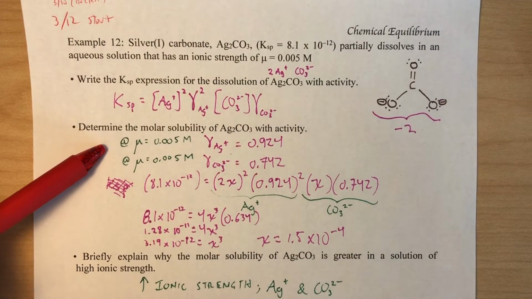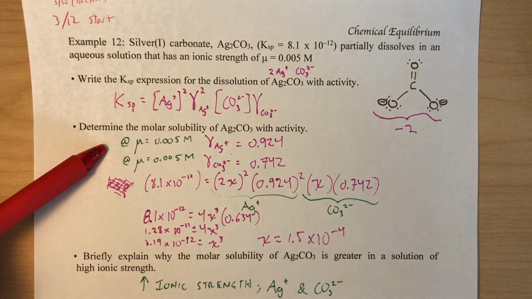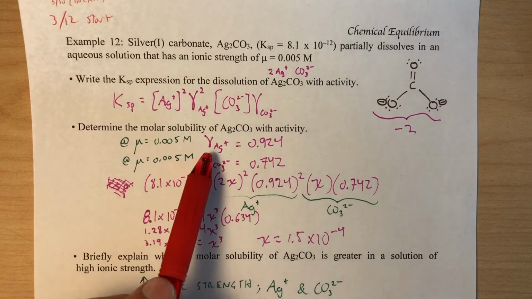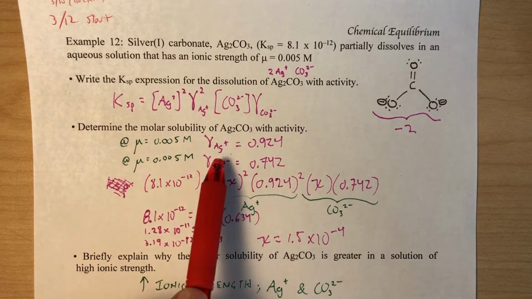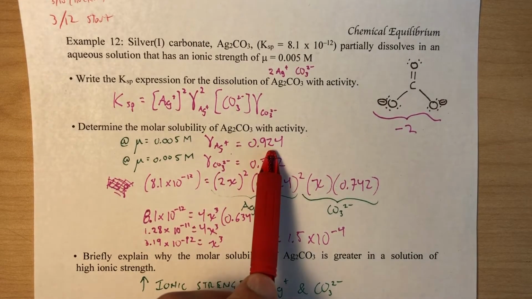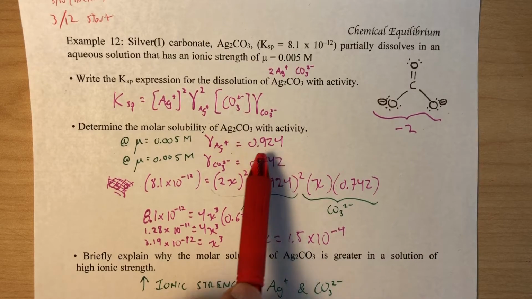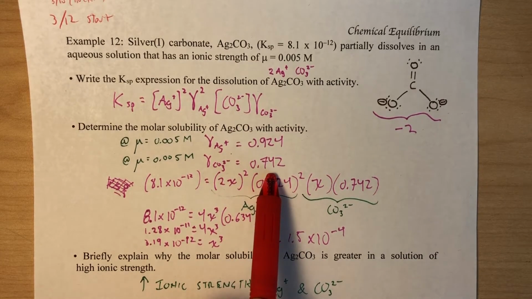First, we're looking at an ionic strength of mu equal to 0.005. Again, the table of gamma values, activity coefficients, is organized by charge, so we need to know that silver is a +1 oxidation state. It's a transition metal, so it can have more than one option. So knowing that it's +1 gets us to the right form of silver, which gives us the correct gamma, which is 0.924. Carbonate has a gamma of 0.742.